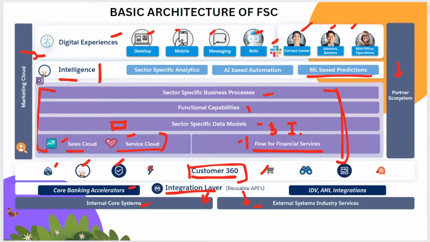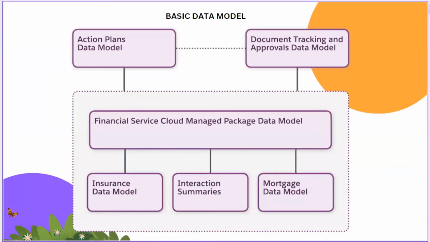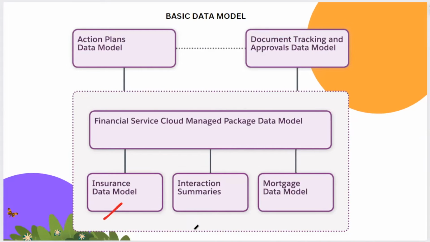Now we are going to look at the data modeling. So this is the basic data model of Financial Service Cloud, where you will have the data model for insurance, the data model for interaction summary, the data model for mortgages, then the data model for action plans, then the data model for approval and tracking. So all these data models come differently.